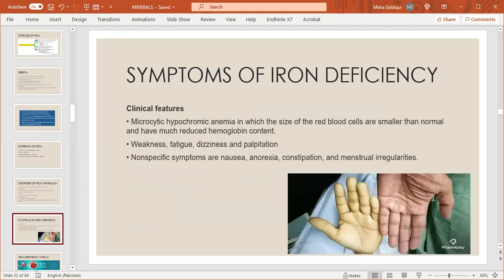Symptoms of iron deficiency: it is microcytic hypochromic anemia in which the size of RBCs is smaller than normal and they have much reduced hemoglobin content. Symptoms include weakness, fatigue, dizziness, and palpitation. Non-specific symptoms are nausea, anorexia, constipation, and menstrual irregularities.